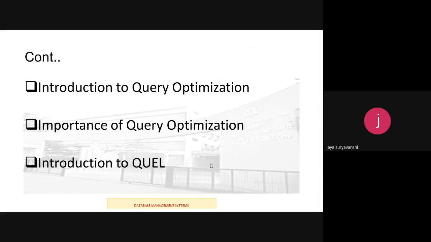These are the different important parameters of query processing: query optimization, the importance of query optimization, and an introduction to QUEL. One by one we will go through them. First we will look at what query optimization is.